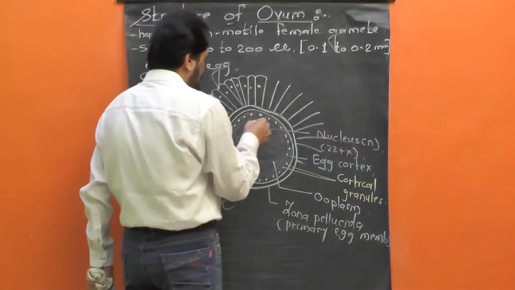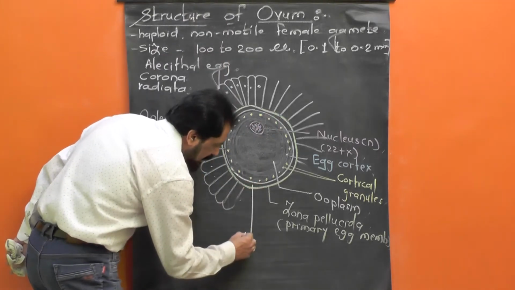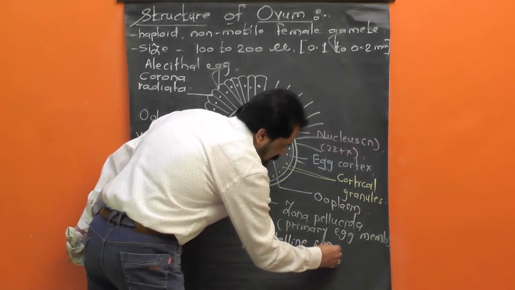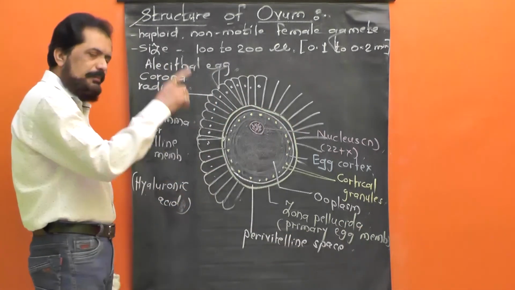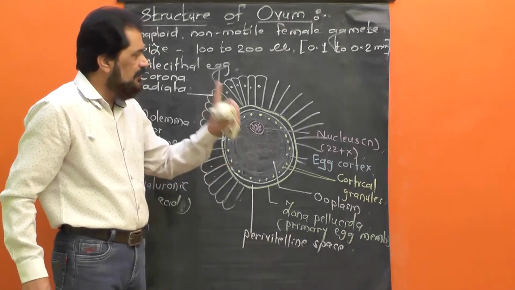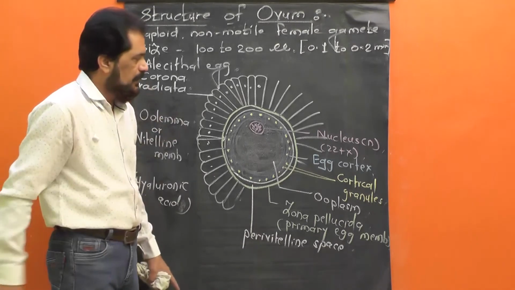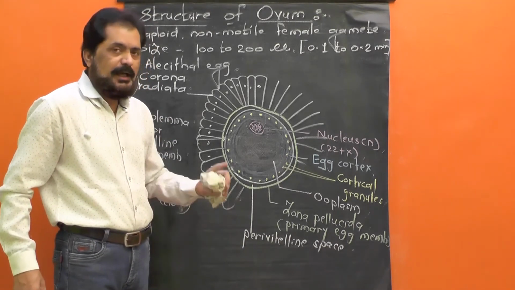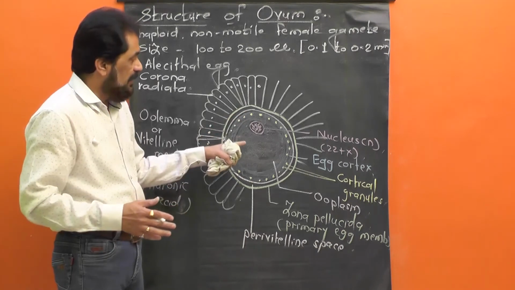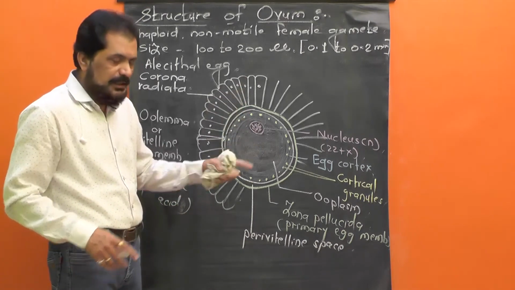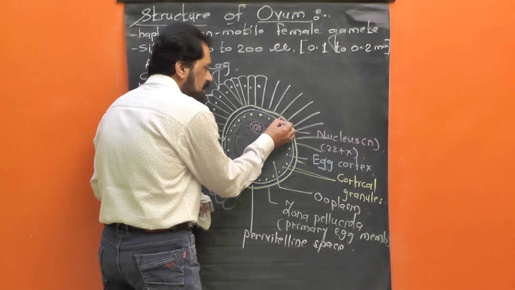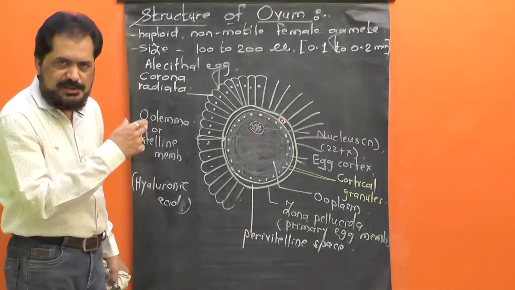This gap is called the peri-vitelline space. Peri stands for surrounding. The space outside the vitelline membrane is therefore called the peri-vitelline space. And in this peri-vitelline space, towards one end, generally the end towards which the nucleus is present, there is a small cell, a very small cell. Do you remember which cell this is?